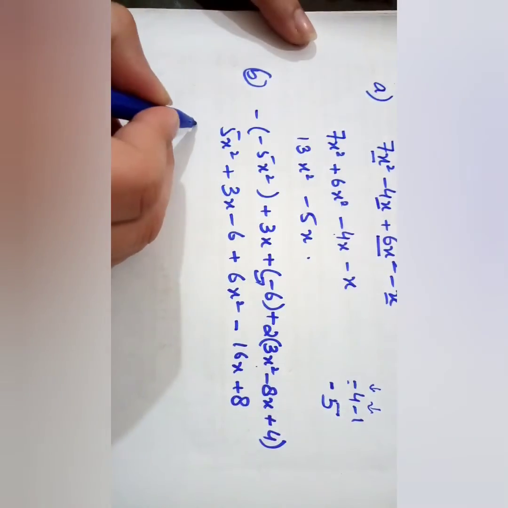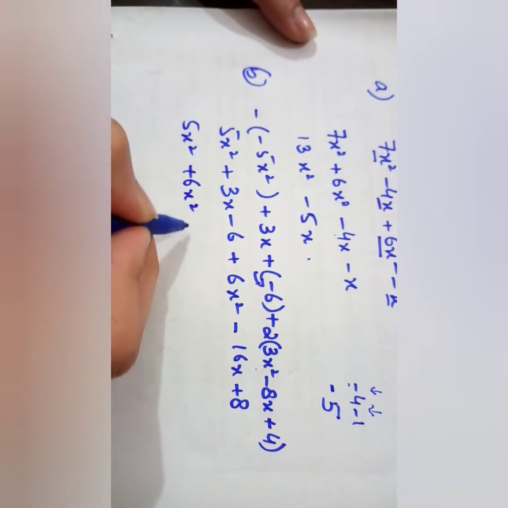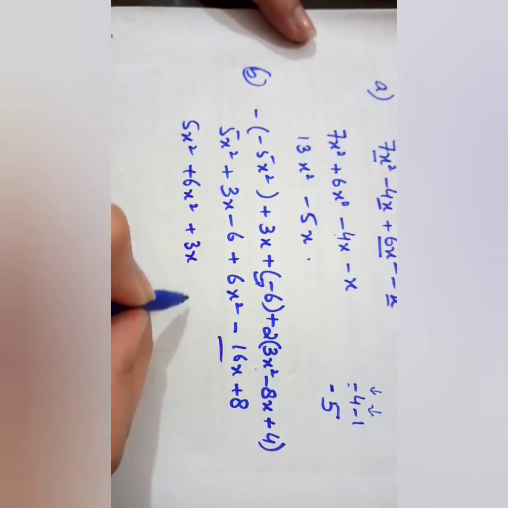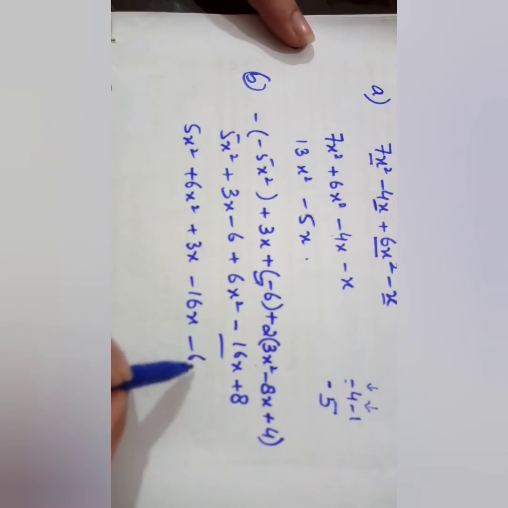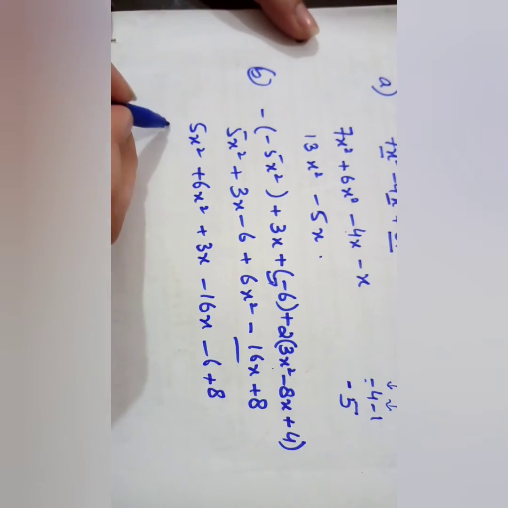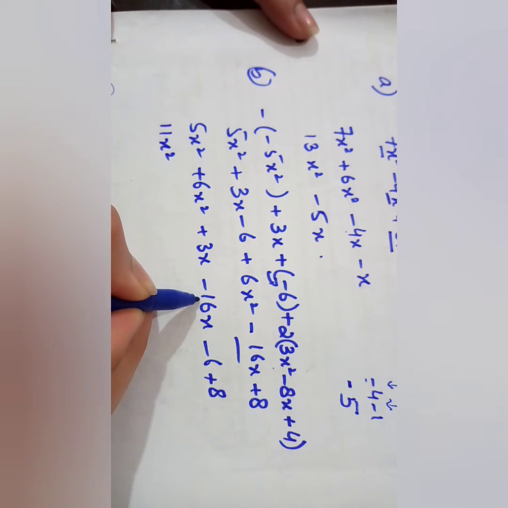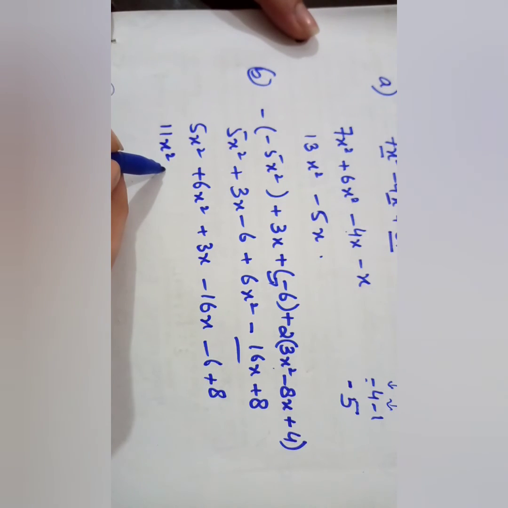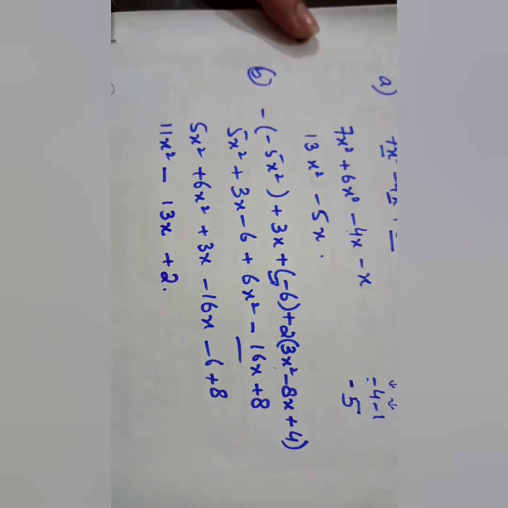So write down the terms with the same variable. 5x square plus 6x square plus 3x minus 16x, then minus 6 plus 8. 6 plus 5, 11x square, then subtract 3 minus 16, so it will become minus 13x, and minus 6 plus 8 plus 2.